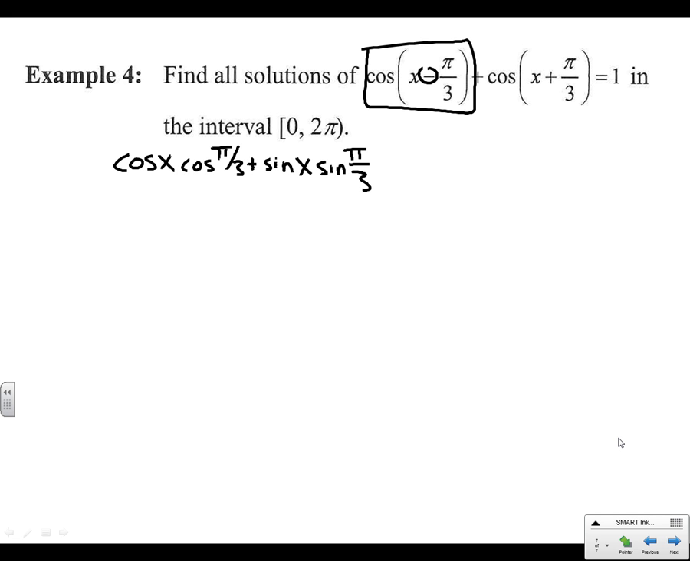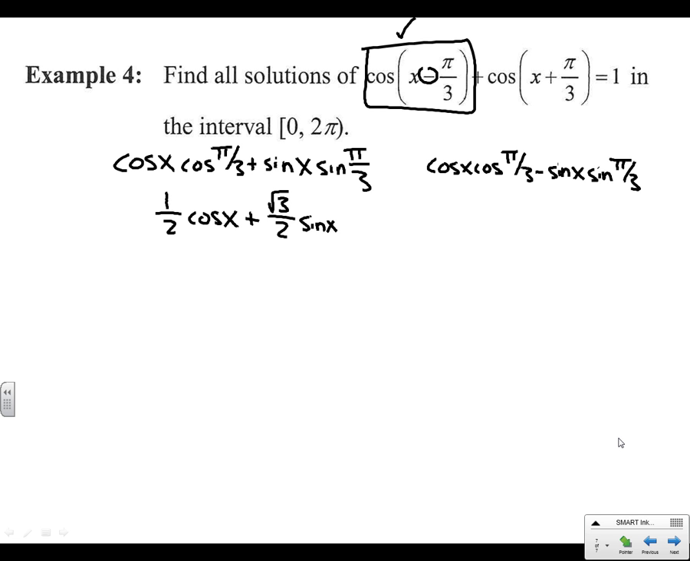All right, so we'll figure this out. The cosine at 60 degrees is 1/2. So we have 1/2 cosine x plus root 3 over 2 sine x. All right, so that's our first half. We're done with this one. Let's get the second half, cosine of x plus pi over 3. That's cosine x, cosine pi over 3, minus sine x sine pi over 3.